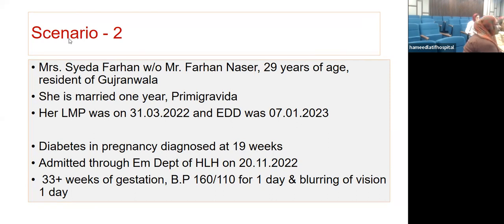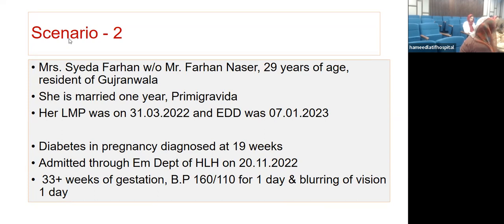Okay, so what we have done so far, we are sharing a scenario with you. So we are discussing a case with you. The patient is Mrs. SF, 29-year-old primary gravida, who is at 33 weeks of gestation, presenting in emergency with a blood pressure of 160/110 and blurring of vision for a day, and she has been diagnosed with diabetes during pregnancy at 19 weeks. So we were discussing how would we know at 19 weeks whether it is gestational diabetes or pre-existing diabetes. So candidate, tell me.